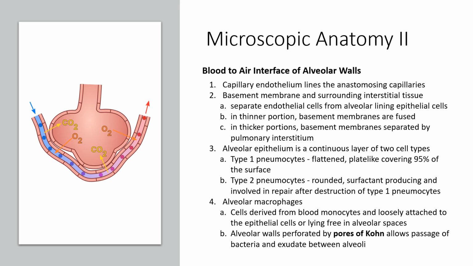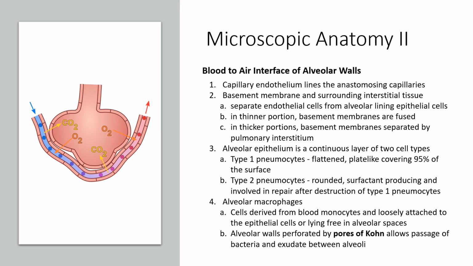Third, alveolar epithelium is a continuous layer of 2 cell types. First is type 1 pneumocytes, which are flattened, plate-like, covering 95% of the surface. Next are the type 2 pneumocytes, which are rounded, surfactant-producing, and involved in repair after the destruction of type 1 pneumocytes. And lastly, alveolar macrophages.